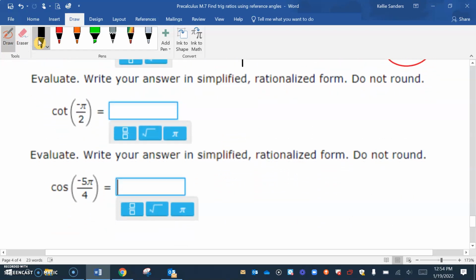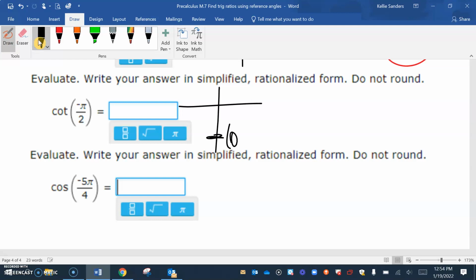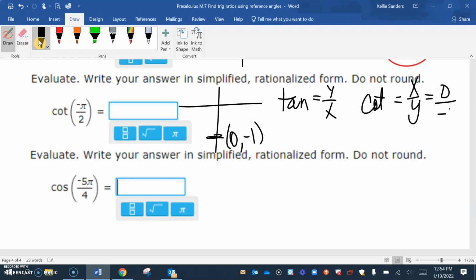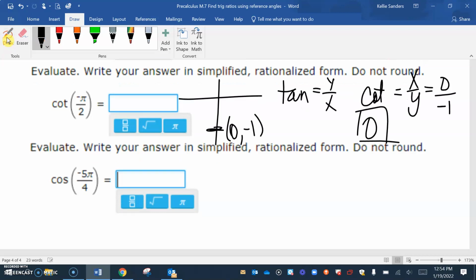Negative pi over 2 is negative 90. Negative 90 is on the y-axis, so it'd be 0, negative 1. Cotangent, well, let's just talk about tangent. Tangent is y over x, so cotangent is x over y. So our x is 0, our y is -1, and if 0 is on top, then 0 is your answer.